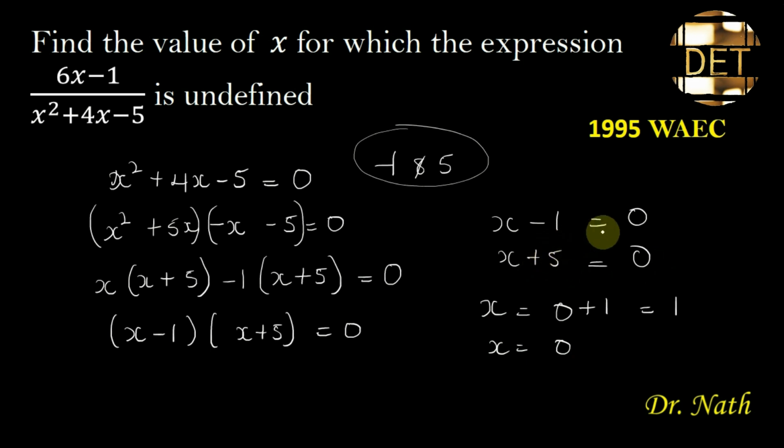Or my x will be equal to 0. When this plus 5 crosses to the other side of the equation, it will become minus 5. So my x will now be equal to 0 minus 5, and 0 minus 5 is equal to minus 5. So for my expression to be undefined, the value of x for which this expression is undefined is when x is equal to 1, or minus 5. So this is the answer to this question.